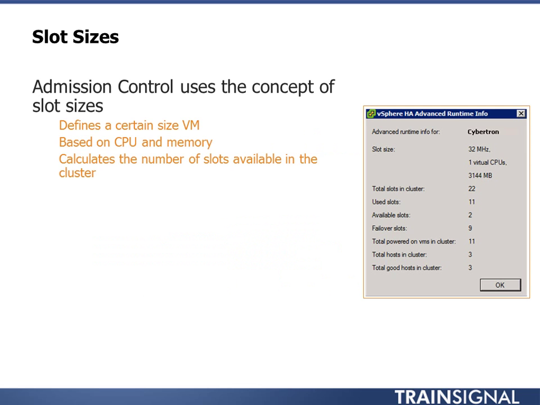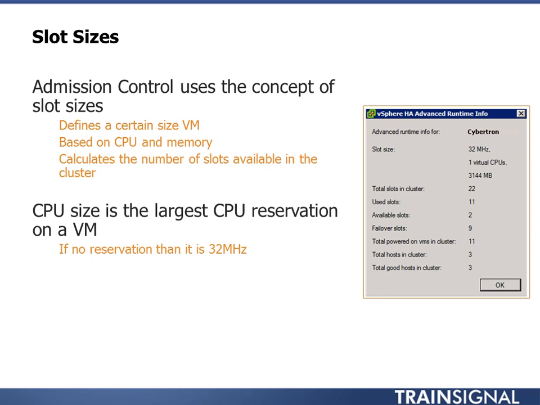So it says, we'll calculate this VM to be this much megahertz of CPU, this much memory. If I slice and dice up the cluster, I got 87 slots. And if you say I want to protect 10%, that's 9 slots out of the 87 because I round up. And it's 9 slots. That's all well and good, assuming you don't have varying sizes of virtual machines. The CPU size is the largest CPU reservation on a VM. Reservation. If you don't reserve CPU, it's set at 32 megahertz, which is basically meaningless.